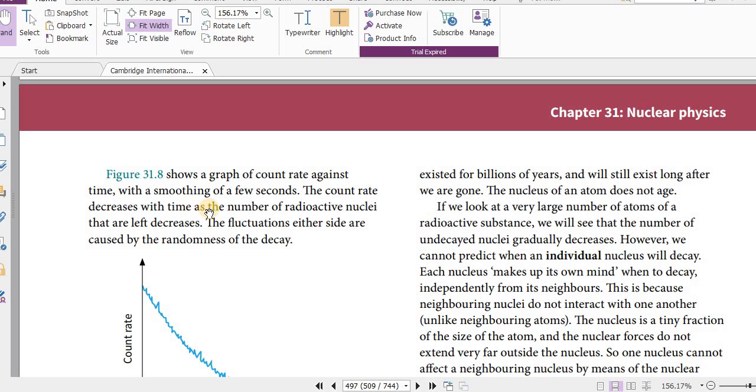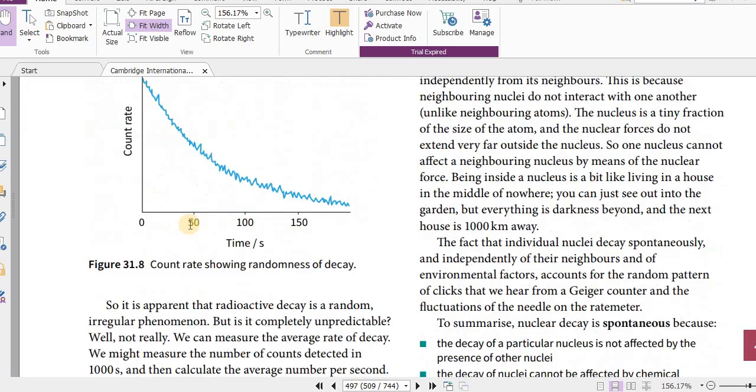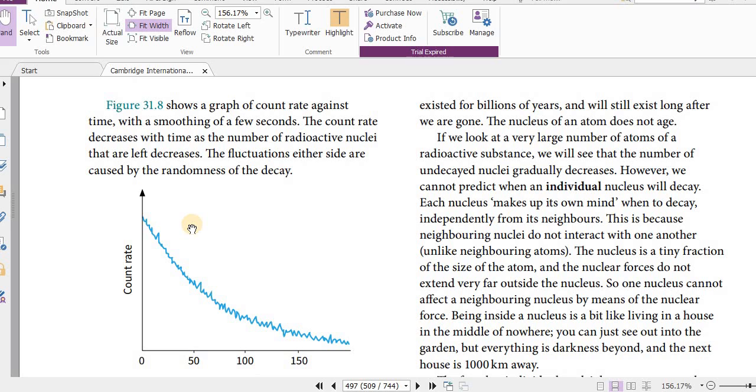The count rate decreases with time as the number of radioactive nuclei that are left decreases. So remember, the activity decreases with the decreased number of radioactive nuclei remaining, because the nuclei decay and go off. When they decay, there are no more nuclei of the radioactive sample. So the number of radioactive nuclei decreases when the decay is happening. As a result, the activity also decreases. The count rate also decreases.